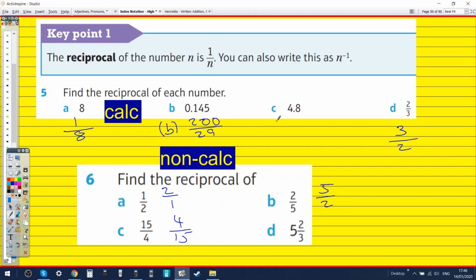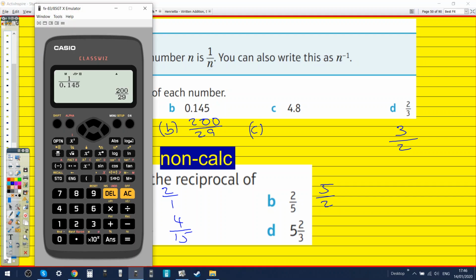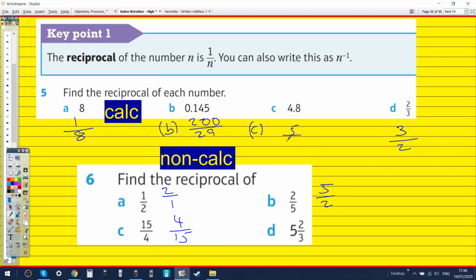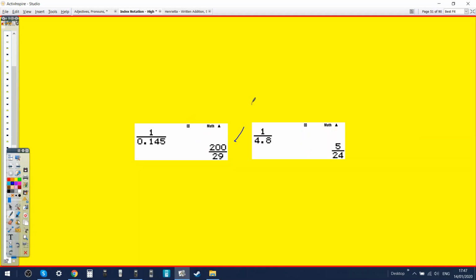How do you get the reciprocal using your calculator for question C? 1 over 4.8. Yep. 1 over 4.8. And you get 5 over 24. Any questions about any of that? No. Okay, so it's just 1 over it. And there we go.